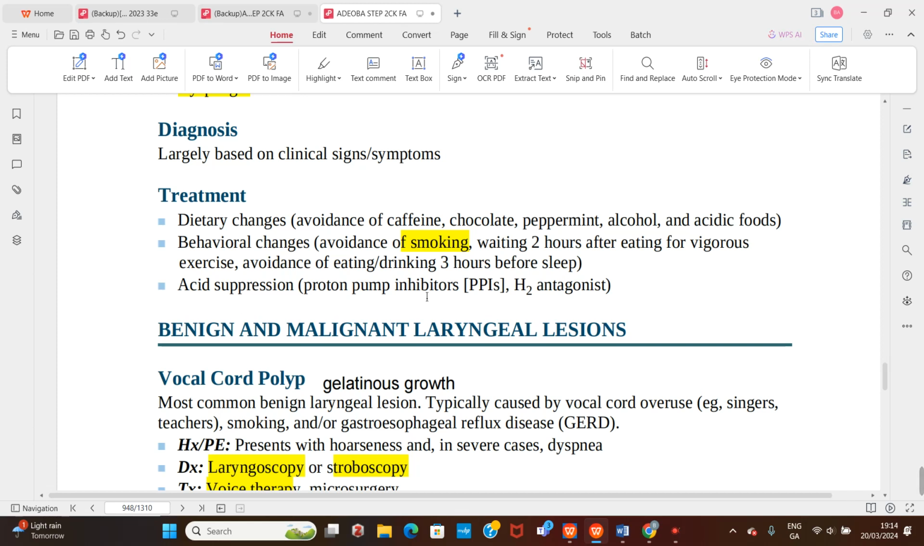And you want to ensure dietary changes. So tell them to stop taking some particular diet if they take it, like caffeine, chocolate, peppermint, alcohol, acidic food. Acidic food is going to increase the acidic content of the stomach, so they can easily reflux. Caffeine, chocolate, peppermint, alcohol, all these things lower the tone of the sphincter, so you can easily have reflux with all these things.